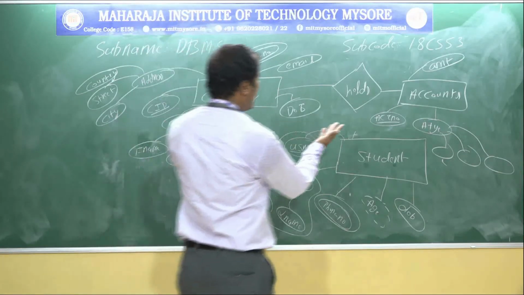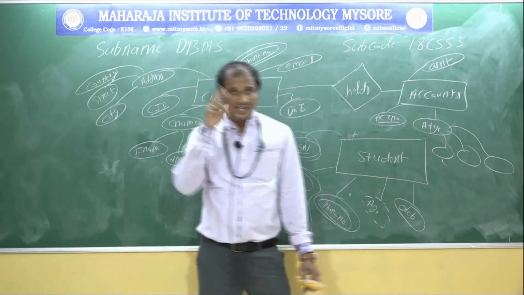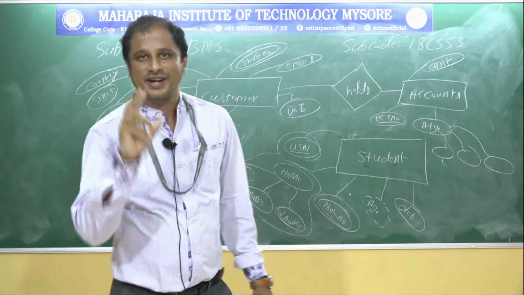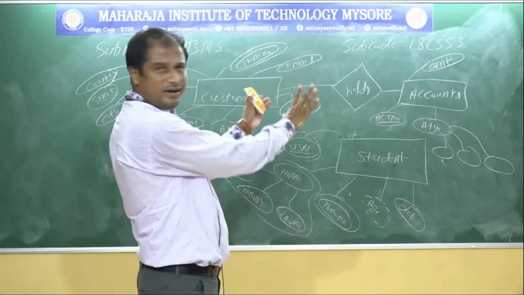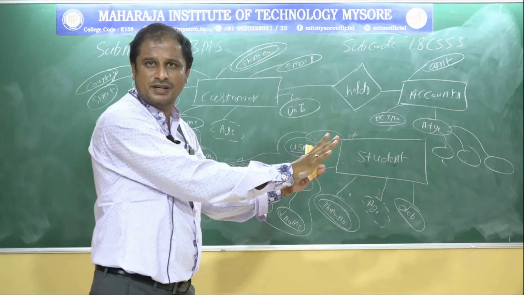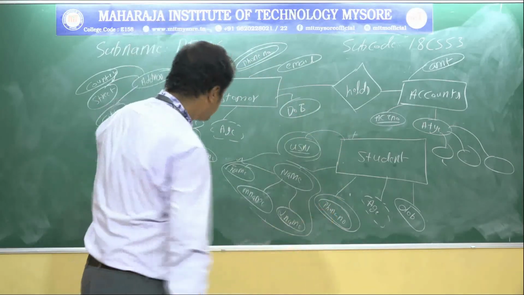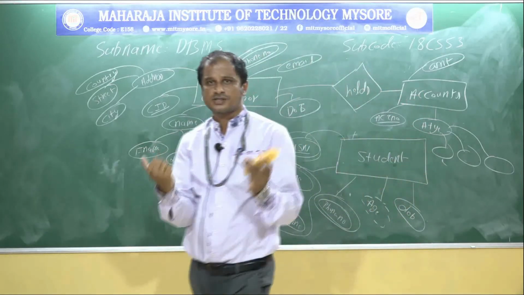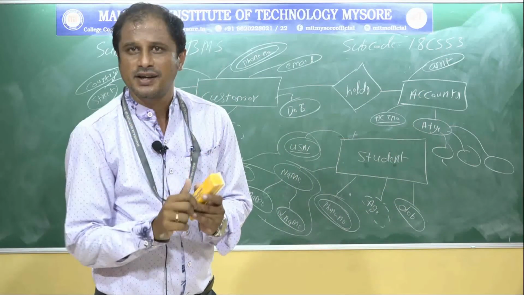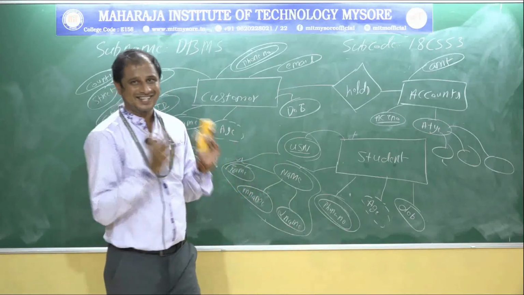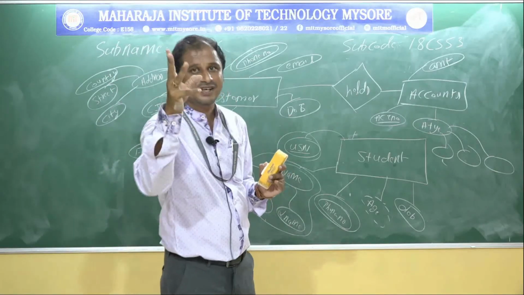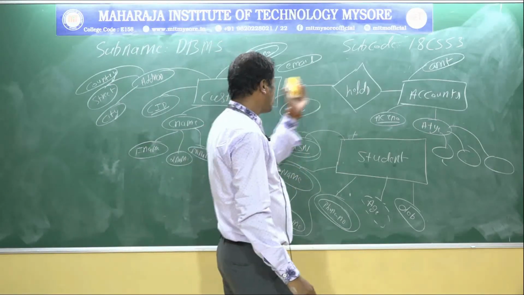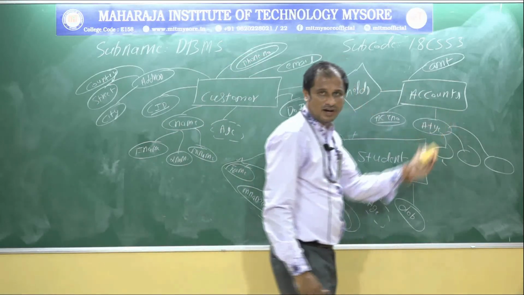So this is called a binary relationship because it has only two entities. So here I specified single, multi-valued, composite, derived attributes. So it comes with a relationship, customer holds accounts. There are two entities, so it is a binary relationship. Binary means two entities. Ternary means three entities.